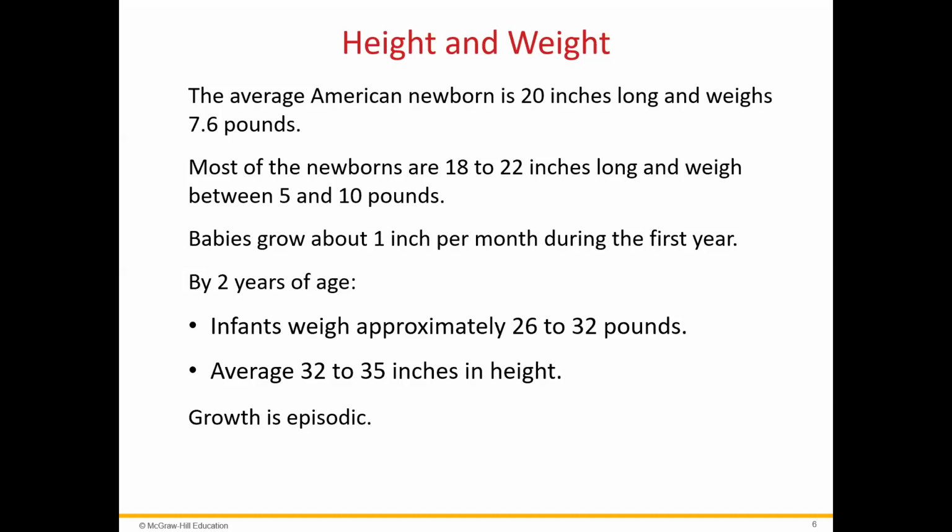Okay, and you can see by 2 years of age, they're between 32 and 35 inches in height. So their height has increased about 1.5 times. At this point, at 2 years, they are about 1/5 of an adult's healthy weight. They're about half of an adult's height already at 2 years of age.